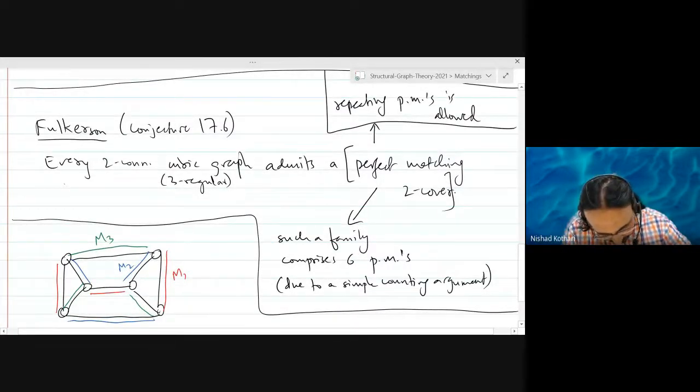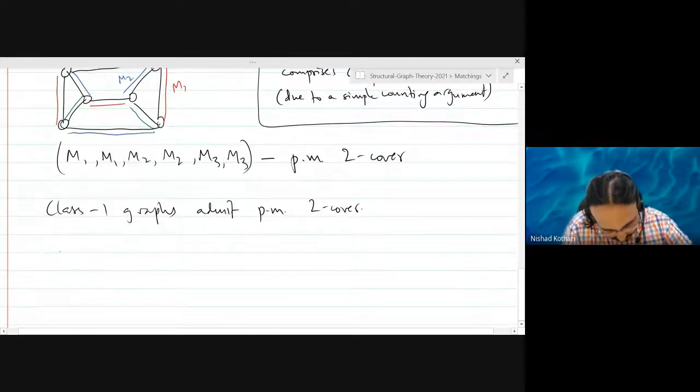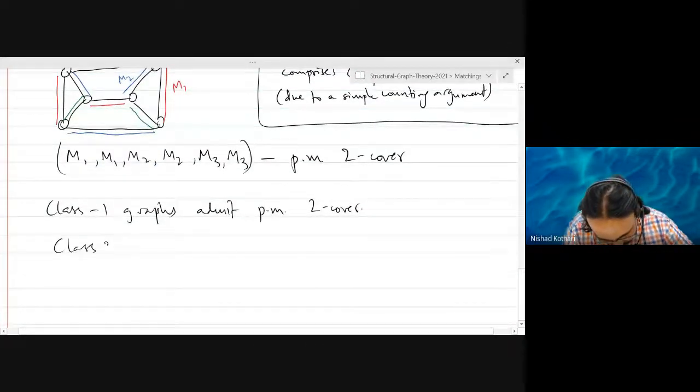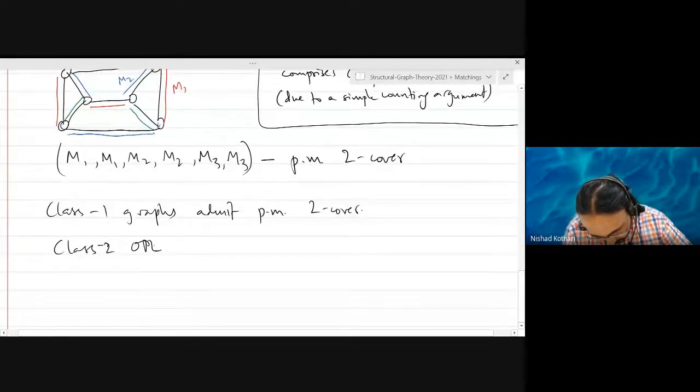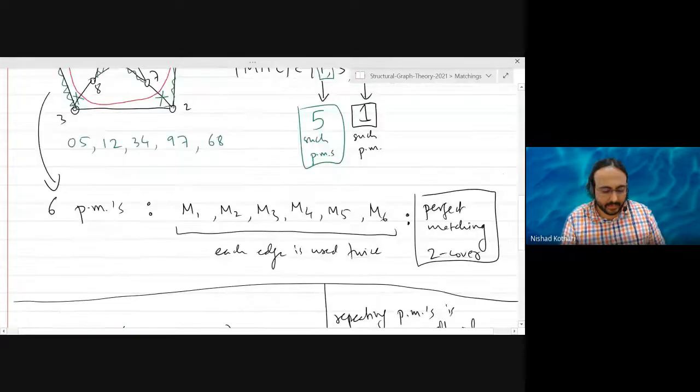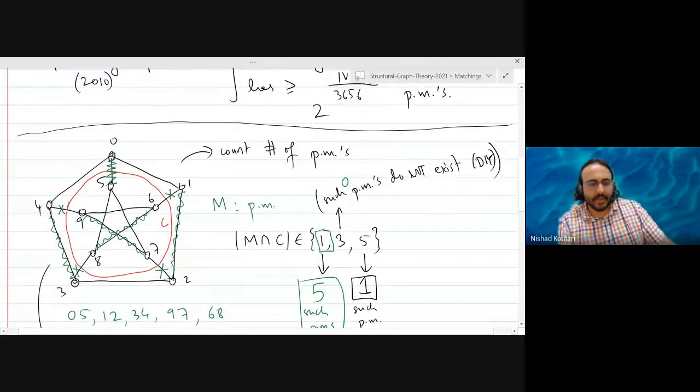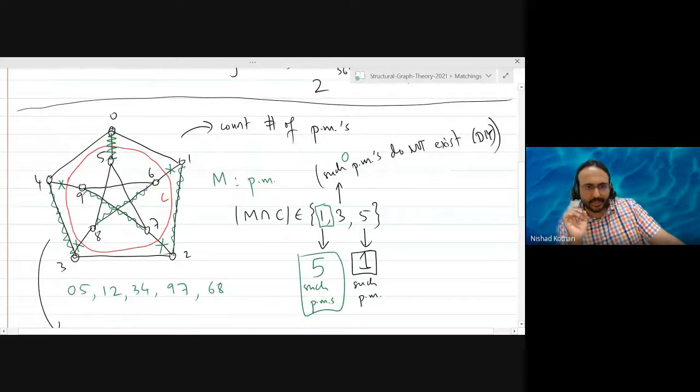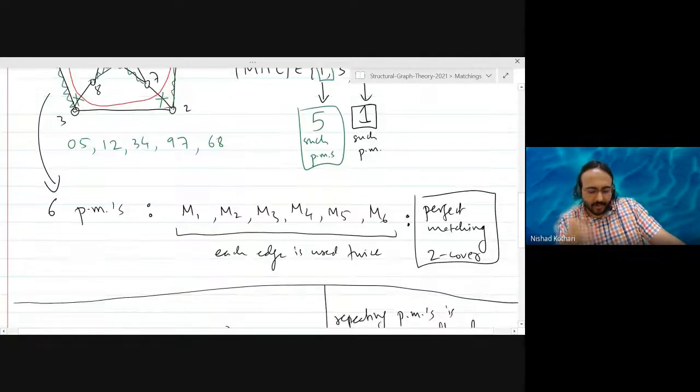So class 2 is an open problem, right? And the reason I showed you the Petersen graph as the example is because it is a class 2 graph. There is no proper three-edge coloring here. The only way to do it in the Petersen graph is to consider all the six perfect matchings, which are all different from each other in this case, right? And they form a perfect matching two cover as per Fulkerson's conjecture.